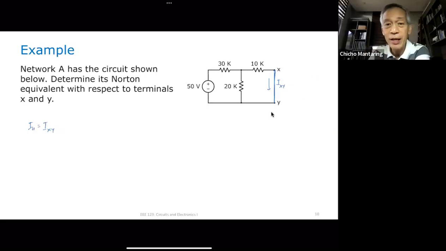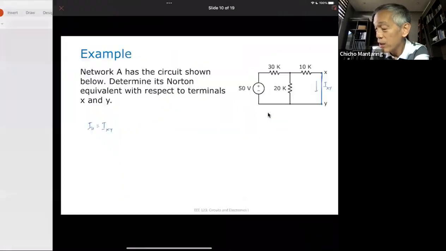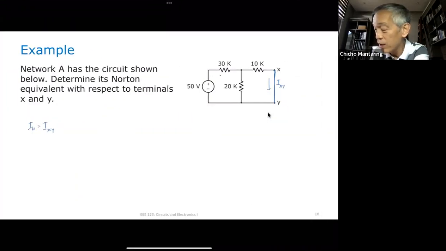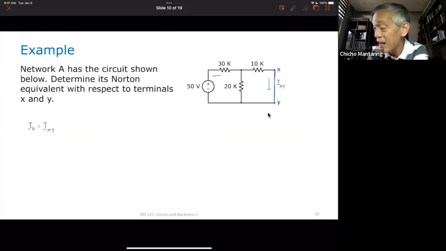I think I know what you're talking about. Ang suggestion mo, kunin natin tong current na to, tama? Right? You said we can get this current. Let's call this I 50 volts. What is I 50 volts? Can somebody tell me? I think Renz mentioned 50 over 30K. Is that correct?